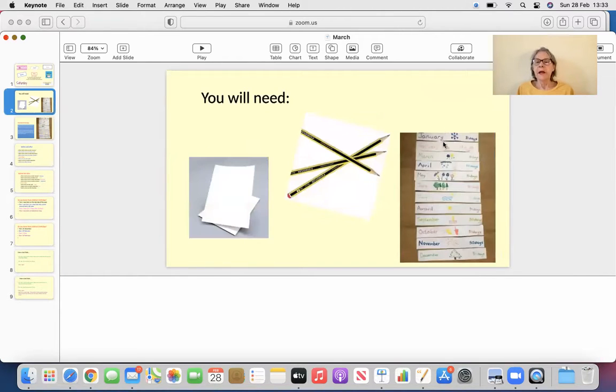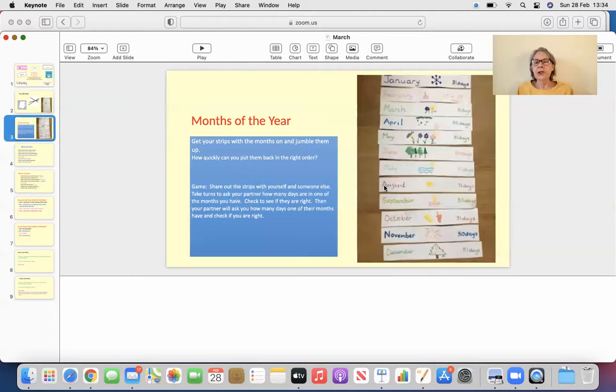Paper, pencils, and our strips from Friday. If you've lost yours, then just pause the video and quickly make some more. Ask a grown-up to help you spell the words correctly, and remember to use a capital letter for each month. Okay, so now you're going to jumble your months up and then see how quickly you can put them back in the right order.